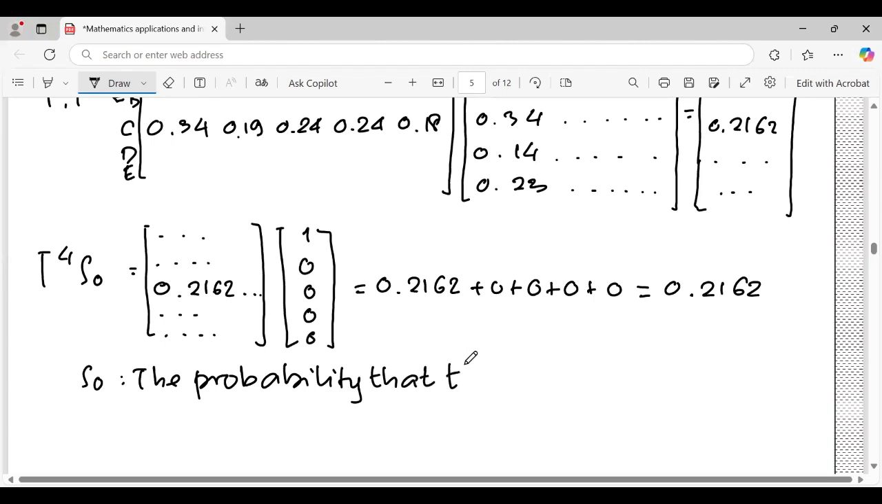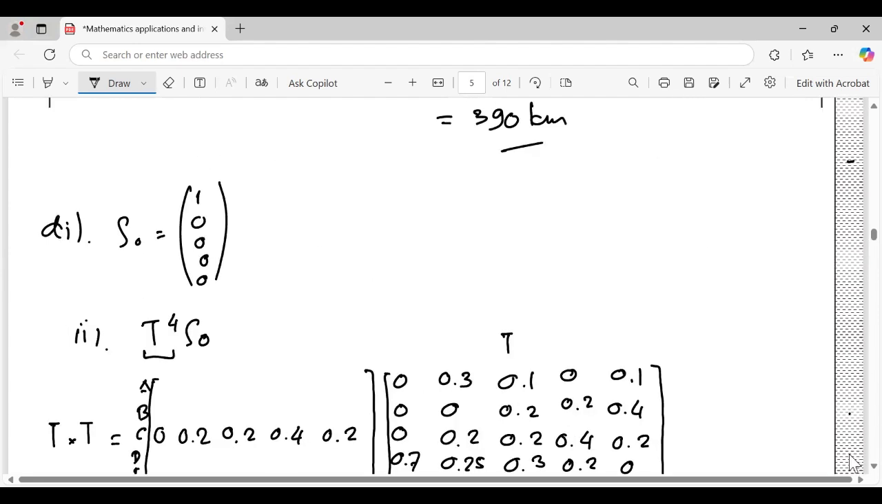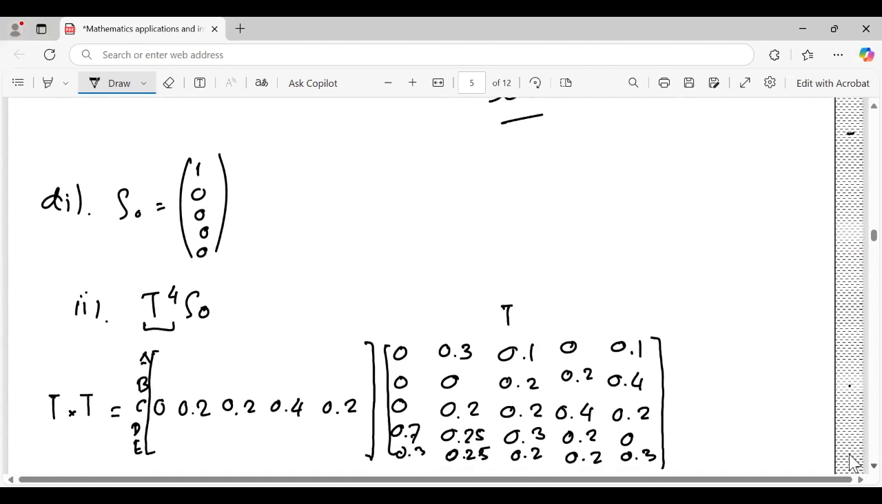For the conclusion, we can state that the probability that the fifth factory of the visits is 0.2162. This is the probability. And next, part 3.